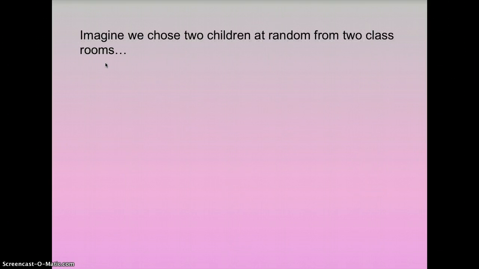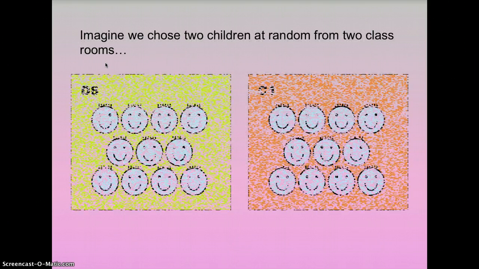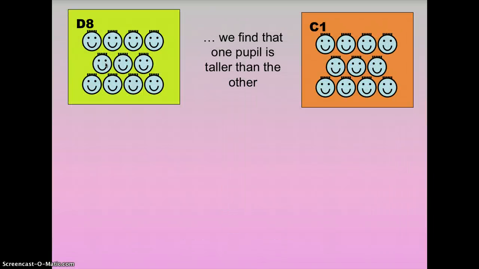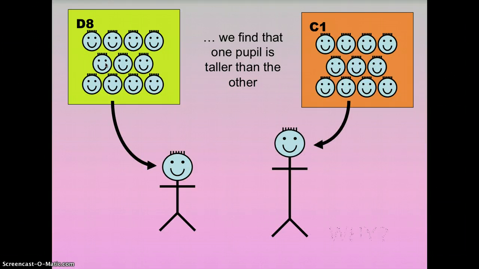So let's say we're looking at two classes of students, class in yellow and class in orange. We're going to compare their heights to see if there's a significant difference between the height of the class in yellow and the height of the class in orange. And so we pull out a pupil and we measure their height from each class. We determine that one pupil is taller than the other.